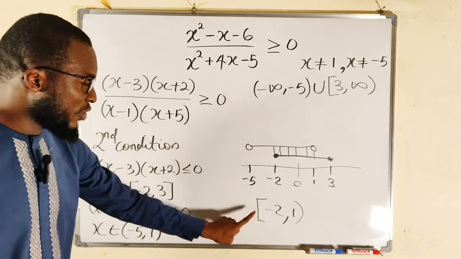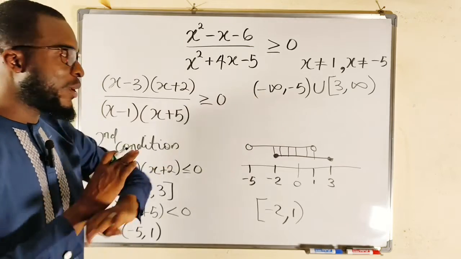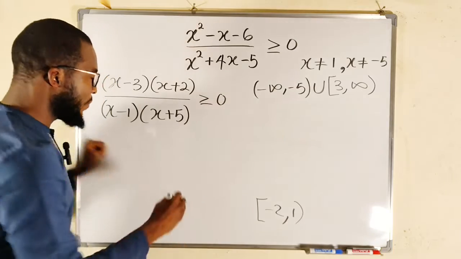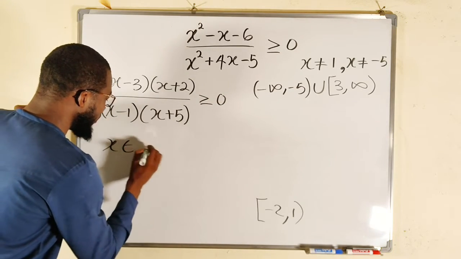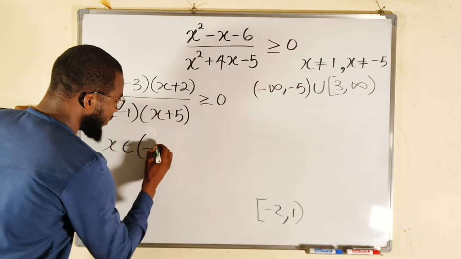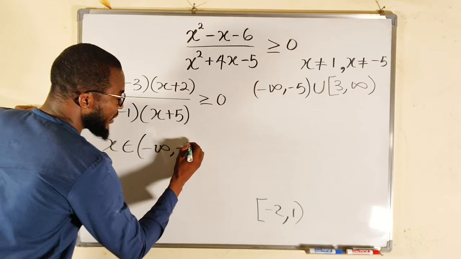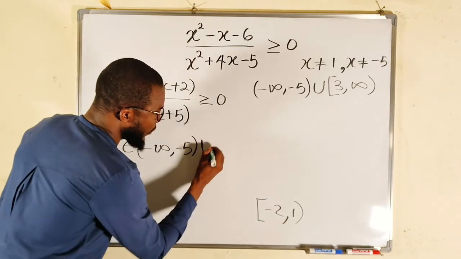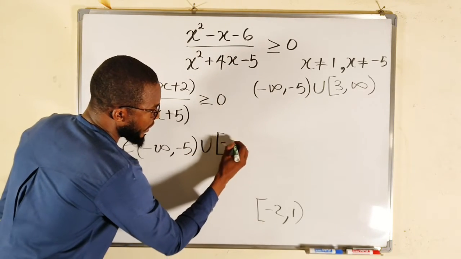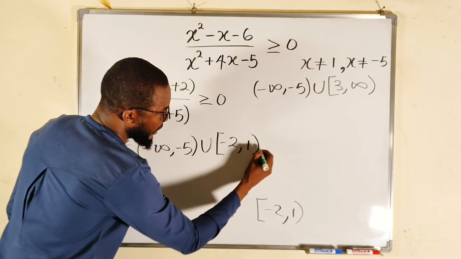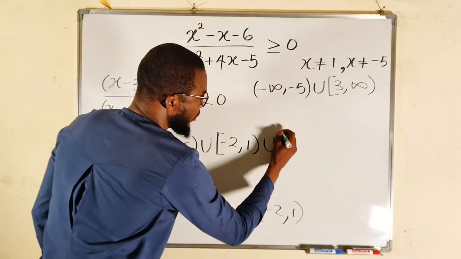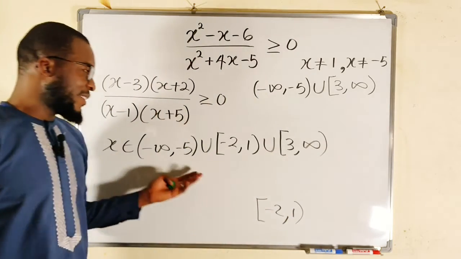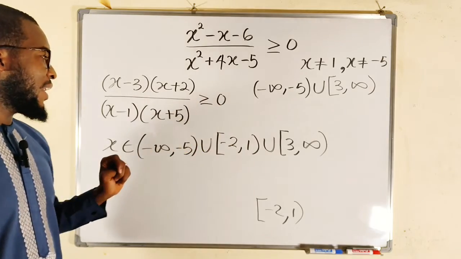So in general, we're going to take this and unite it with this one to get the final solution. So the general solution to this problem, we have x belongs to the set of values from -infinity down to -5, excluding -5. Then we can take this one from -2 down to 1. Then lastly, we have that one from 3, including 3, down to +infinity. So this is just the solution to this inequality.